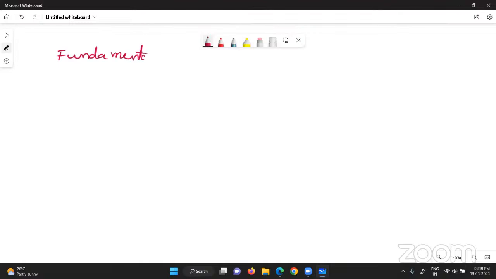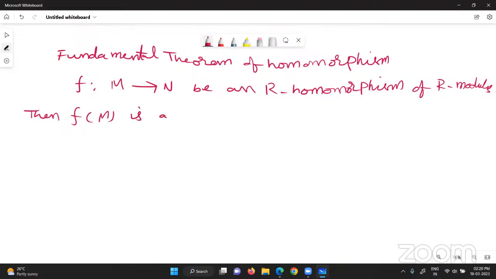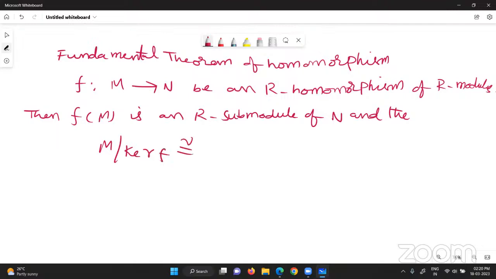Fundamental theorem of homomorphism says that if F from M to N is an R homomorphism of R modules, then F of M is an R submodule of N. The quotient module M by K is isomorphic to F of M.